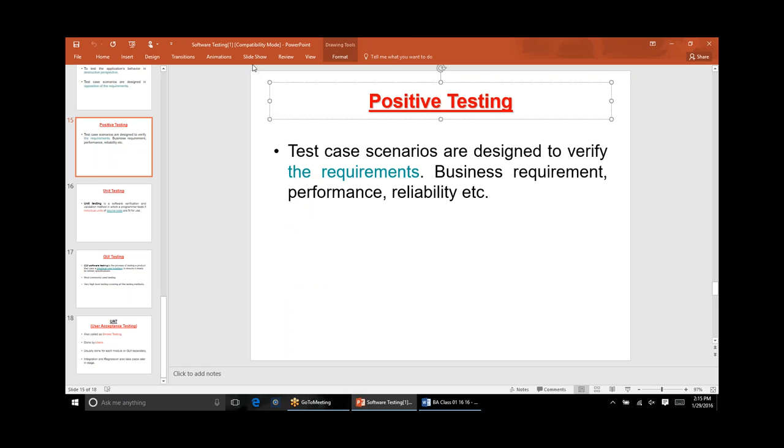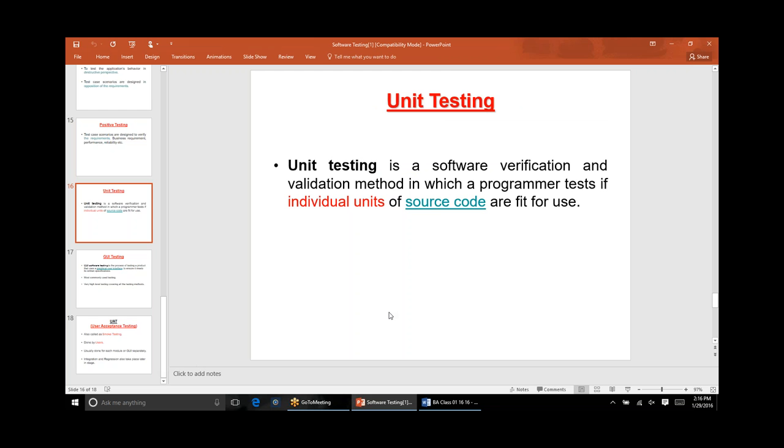Going to positive testing and negative testing. Now we're going to talk about unit test. Now unit test is a specific set of a program. So for example, let us take an example of SAP maybe. So I have a purchase cycle. In the purchase cycle, creating a purchase requisition is a unit test.